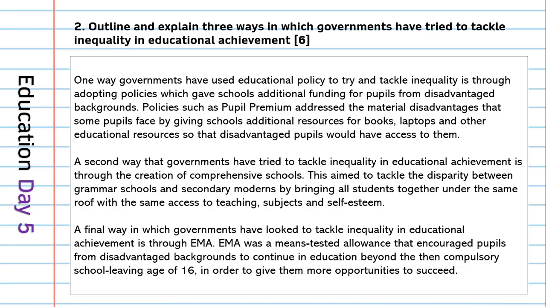So a brief explanation. A final way in which governments have looked to tackle inequality in educational achievement is through EMA, or Education Maintenance Allowance. EMA was a means-tested allowance that encouraged pupils from disadvantaged backgrounds to continue in education beyond the then compulsory school leaving age of 16 in order to give them more opportunities to succeed. So another thing I've talked about here is I've said more opportunities to succeed. That's part of my explanation, explaining how it aimed to tackle educational underachievement.